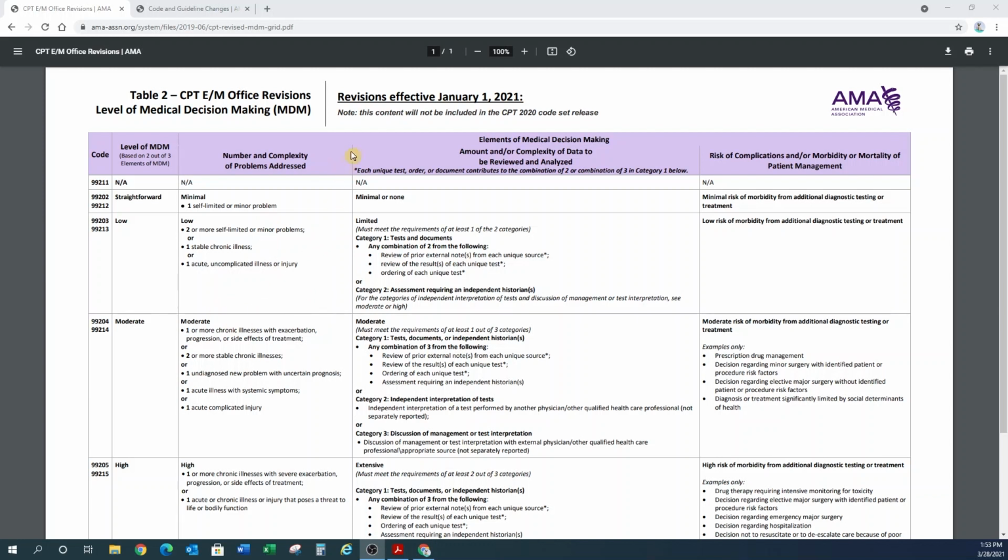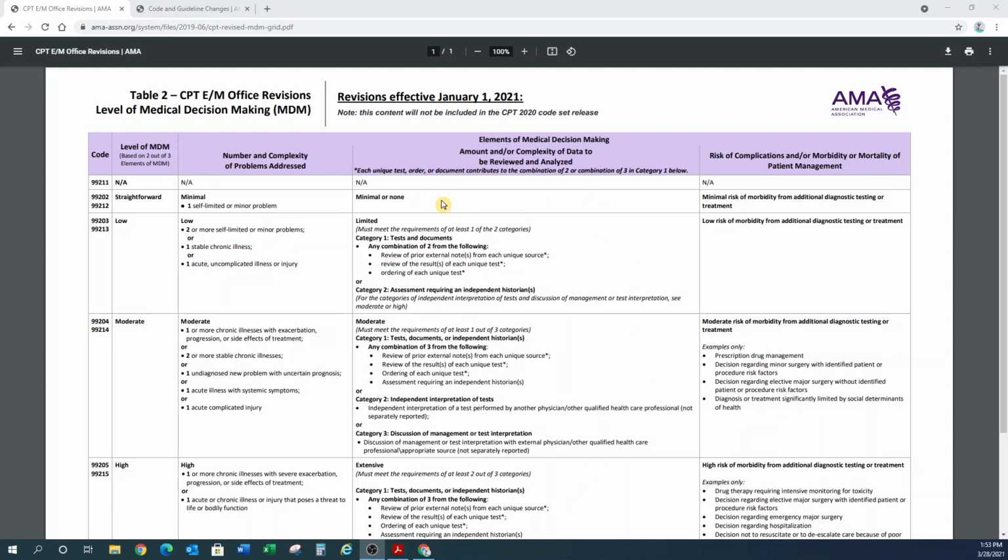Then the next column is the number and complexity of data to be reviewed and analyzed. There's a note also that says each unique test, order, or document contributes to the combination of 2 or combination of 3 in category 1 below. So this data can get really tricky. Again, the complexity of the data will either be minimal or none, limited, moderate, or extensive.